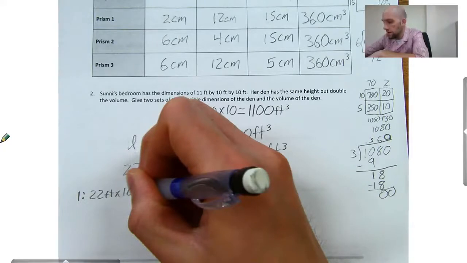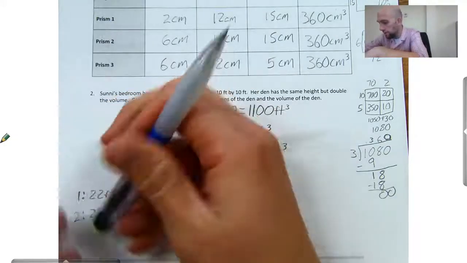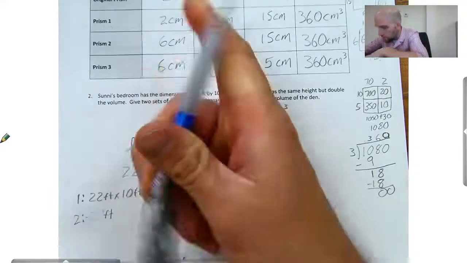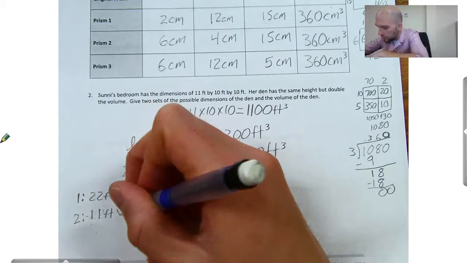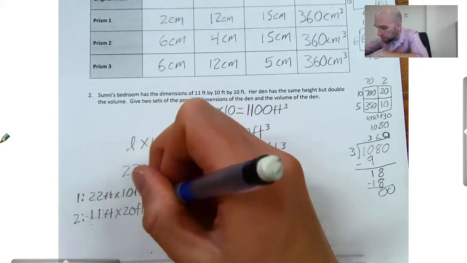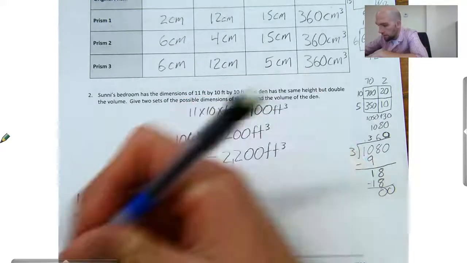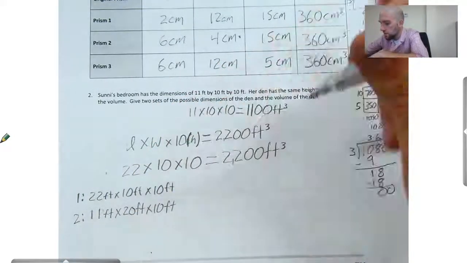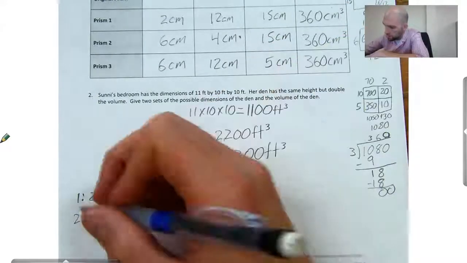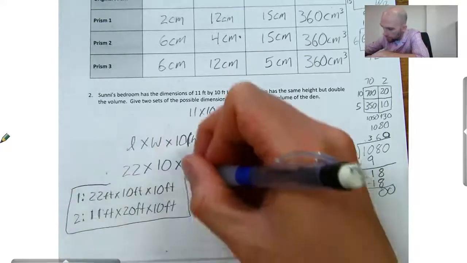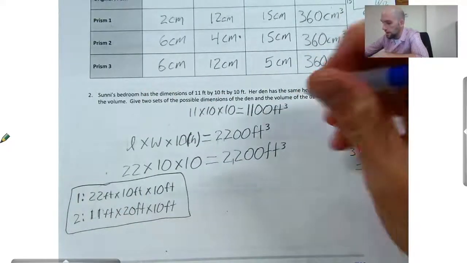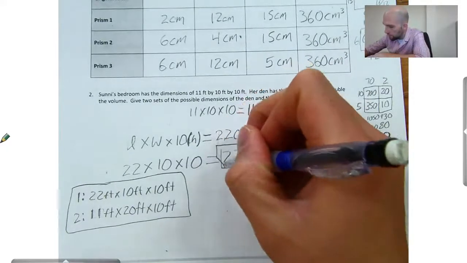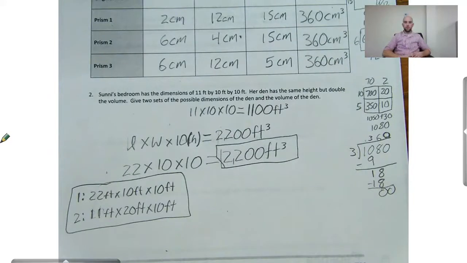And I could also double my other dimension. I know I can't double this 10 because that needs to remain the same. But for my second one, I could do 22 feet. Oh, actually, it'd be 11 feet because we're keeping that one the same this time. 11 feet times 20 feet, so I'll double the second one, times 10 feet. 11 times 20 is 220, times 10 is 2,200. So there are my two different dimensions that the den could be. And then our volume is 2,200 cubic feet.